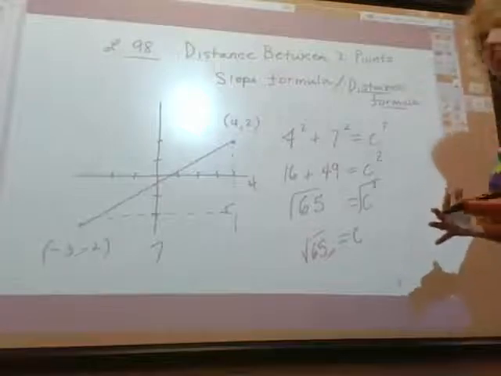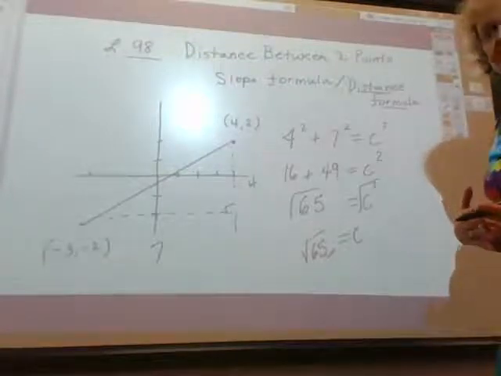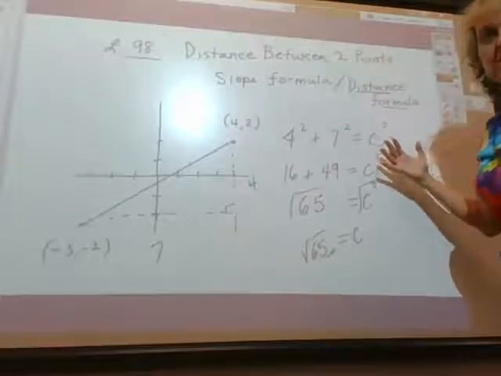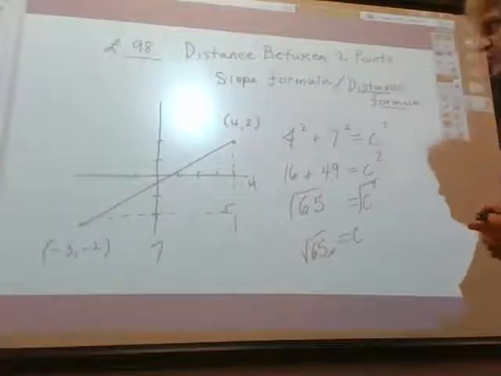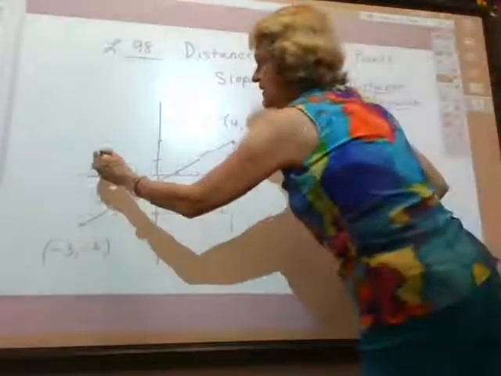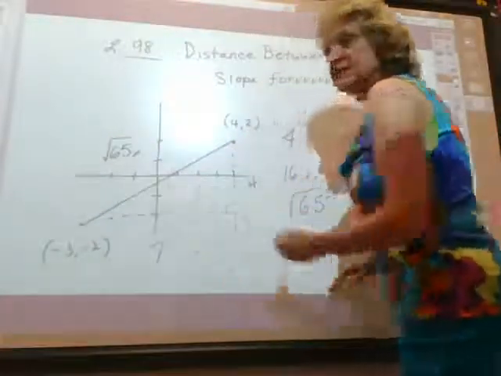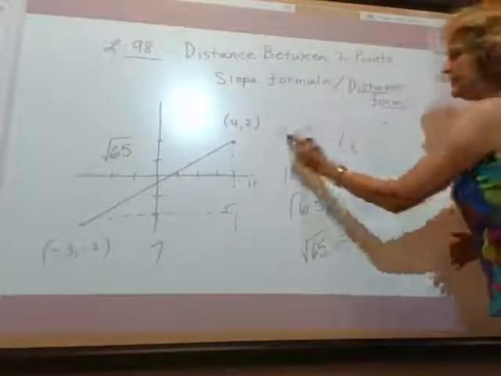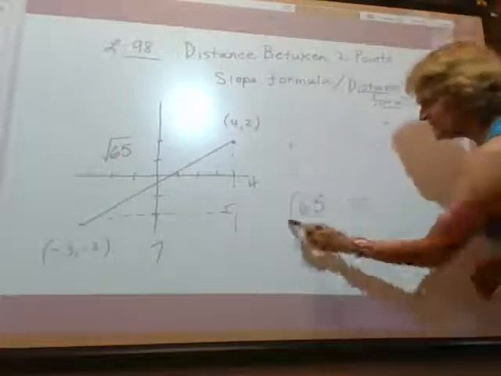So that is how the book is showing you how to do that, and that's fine, but there is a formula, and why not learn it? It is important, I think, that algebra kids know how to do that. So remember, we got this to be radical 65, so let's see if we plug it into the distance formula, if we'll get the same thing, and of course you know we will.